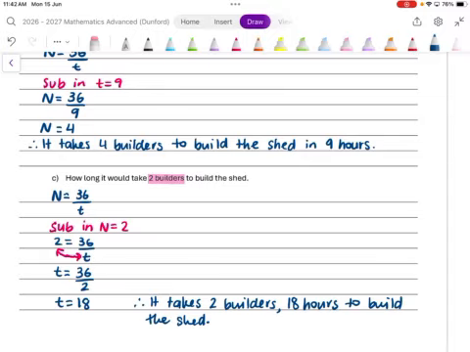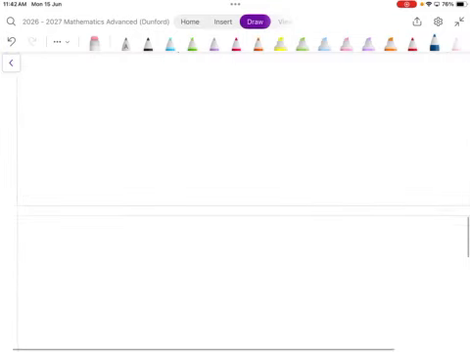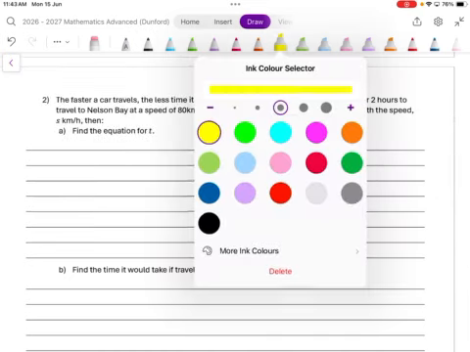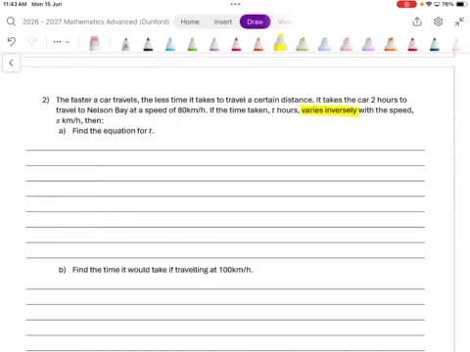Okay, our next example: the faster a car travels, the less time it takes to travel a certain distance. It takes the car 2 hours to travel to Nelson Bay at a speed of 80 kilometers per hour. If the time taken, t hours, varies inversely, there's our keyword, with the speed, s kilometers per hour, then we want to find the equation for t.